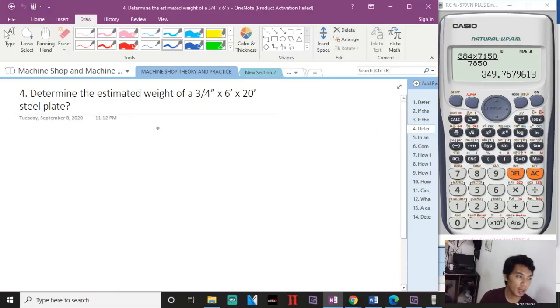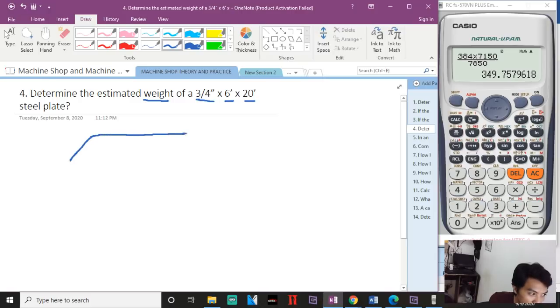Okay, weight pa rin. Determine the estimated weight of a 3/4 inch, 6 feet by 20 steel plate. Okay, do-drawing ulit ako. Okay? Ba't na-enjoy ko ang machine shop? Kasi nagdo-drawing ako eh. Dapat kayo rin nagdo-drawing.